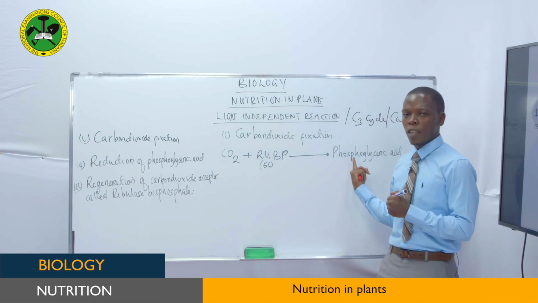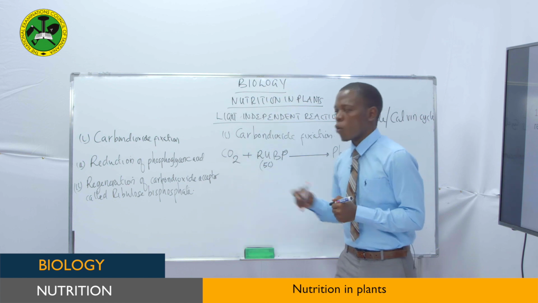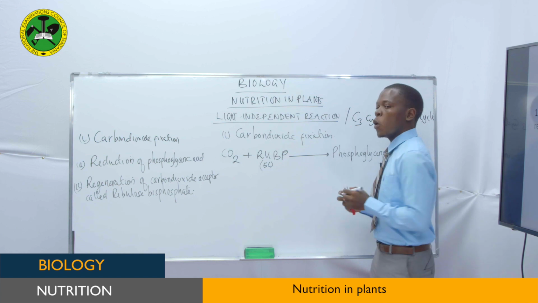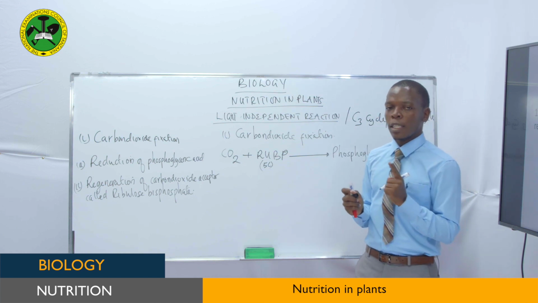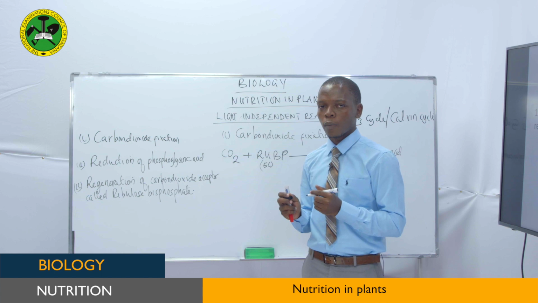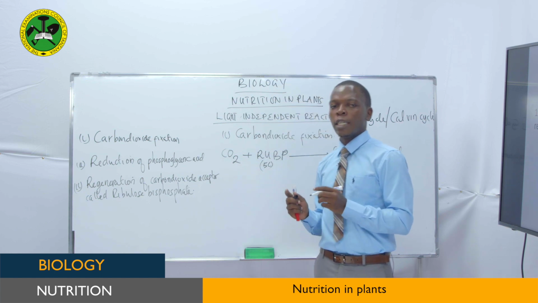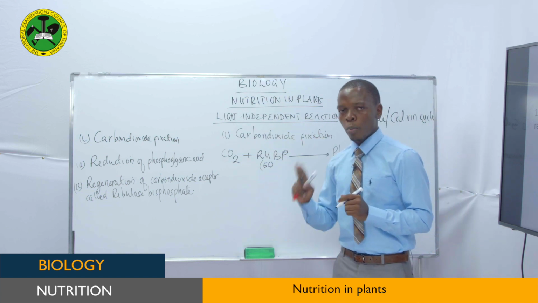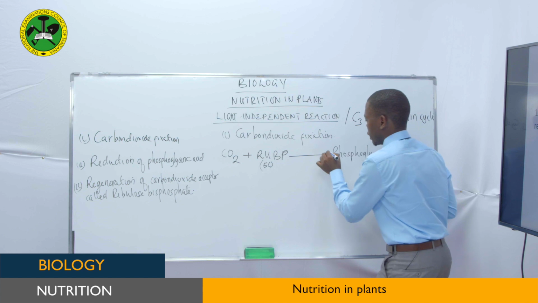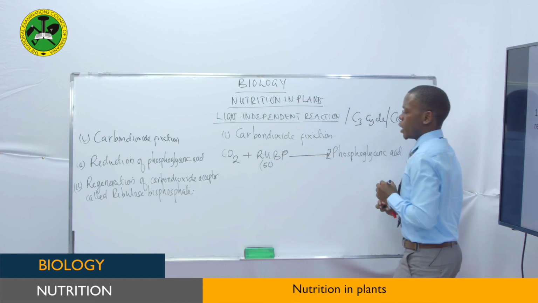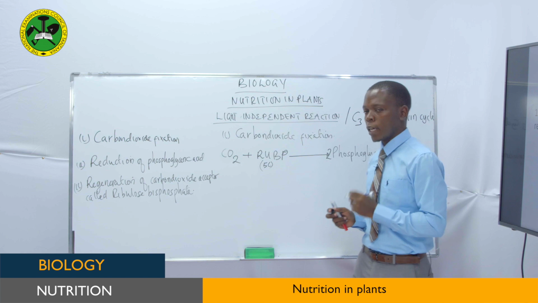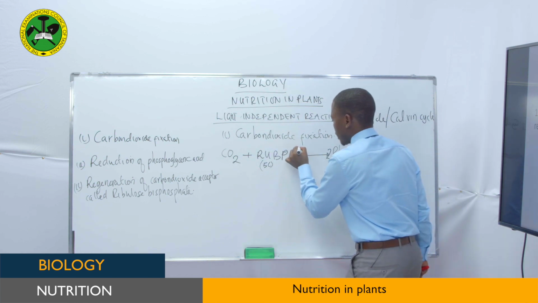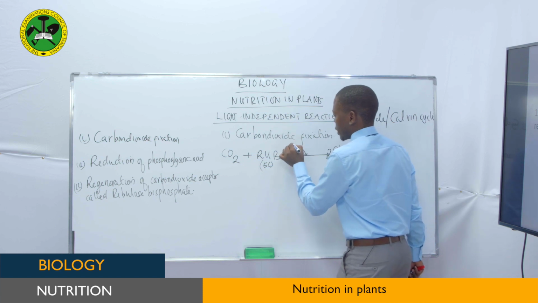But before the formation of this, when one carbon dioxide is accepted by this carbon dioxide acceptor, RuBP, it first forms an unstable 6C compound. This 6C compound is unstable, therefore it immediately breaks to form 2 molecules of phosphoglyceric acid. But this reaction is catalyzed by the enzyme known as RuBP carboxylase.